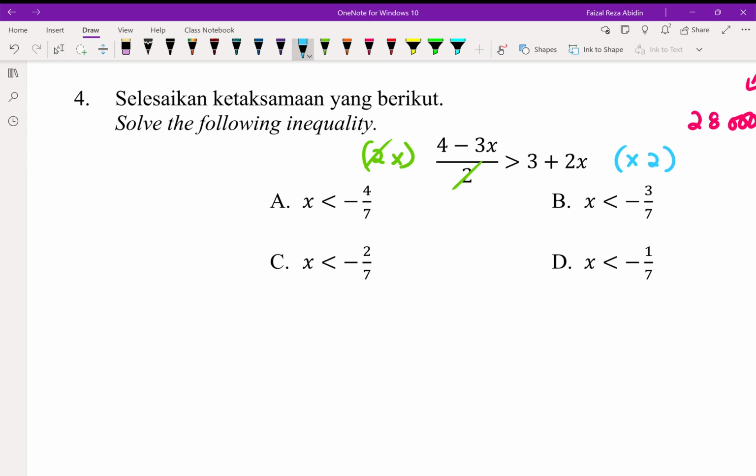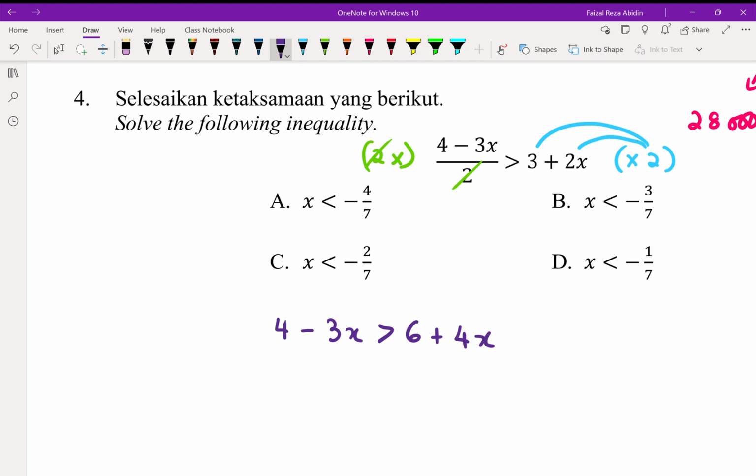So for this one you are going to expand. So the question that you are going to have over here is going to be 4 minus 3x more than 2 times 3, 6 plus 2 times 2, 4x. Can you understand? Can, class?